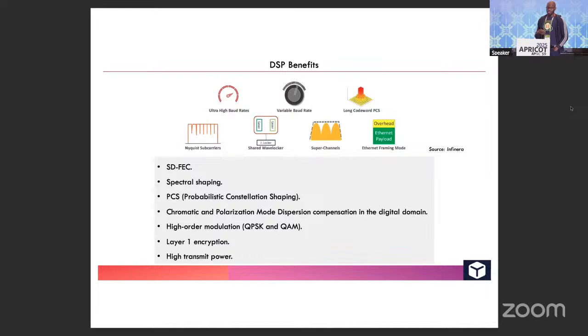Layer 1 encryption is also now feasible with coherent. So, if you have customers like banks and things like that looking for encryption at layer 1, the coherent DSP does that as well. The high transmit power is a really good one to have because then it means that you're able to transmit much further before you impact any loss, which then means that you can use fewer and fewer amplifiers within the line system, which reduces cost and also reduces the amount of noise that is generated from the amplifications.